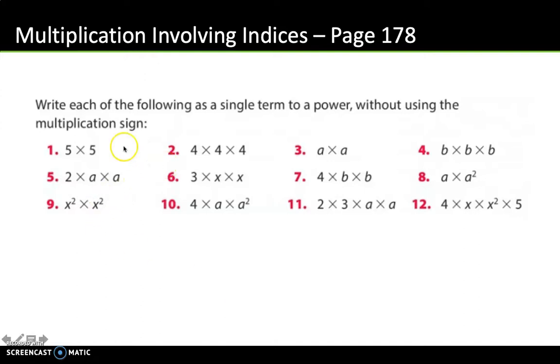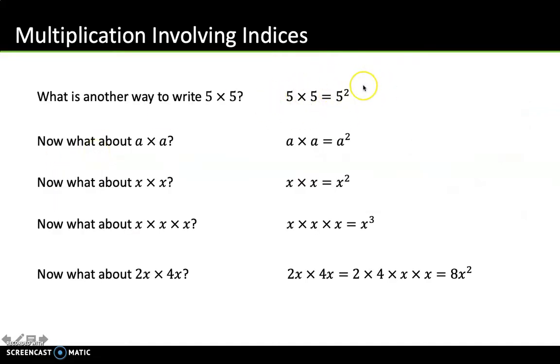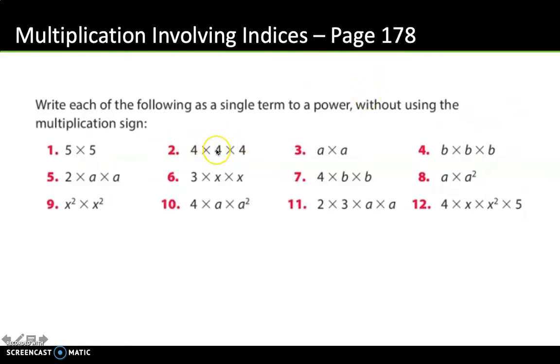So just remember, it says write each of the following as a single term to a power. So that does not mean 5 times 5 equals 25. That means 5 times 5 equals 5 squared. So it wants everything as a number or a letter and then to the power of another little number. So pause the video now and have a go at these 12 short questions, okay?